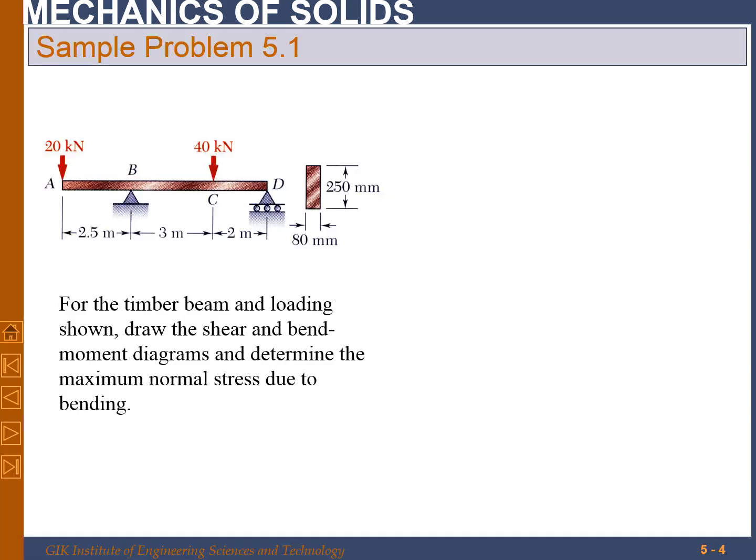Okay, now let's see a sample problem. This is an overhanging beam, beam AD. We have a load of 20 kilonewton acting at A. We have supports at B and D, and there's another load of 40 kilonewton acting at point C. And this is a rectangular beam. The cross section is shown, that is 80 by 250 millimeter.